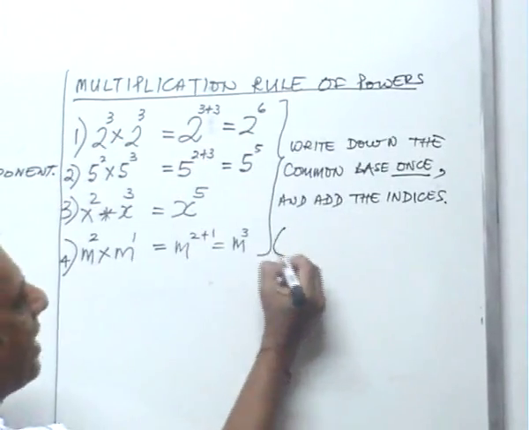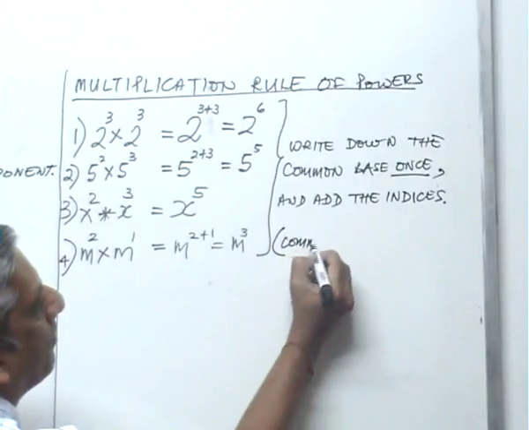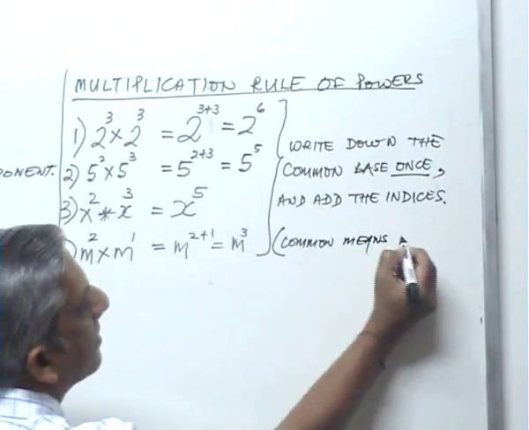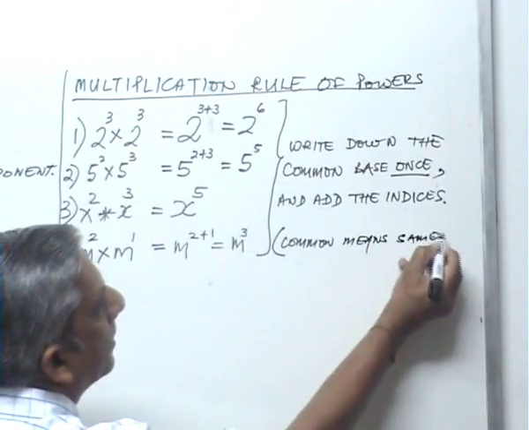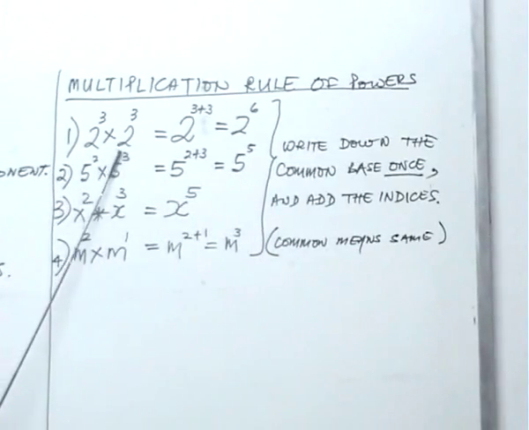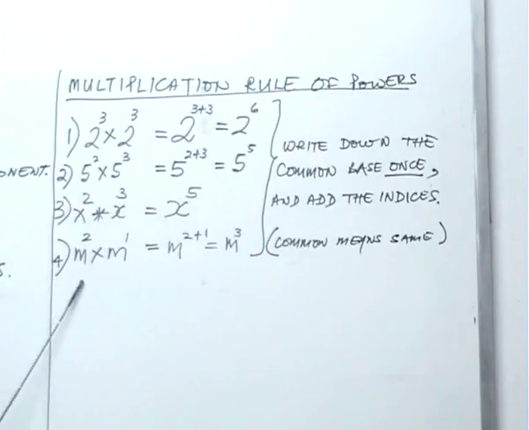Now common in maths here, common means same. So you see, the bases must be exactly the same. The bases must be exactly the same. But we don't say same in maths, we say the bases must be common. So that's the multiplication rule.